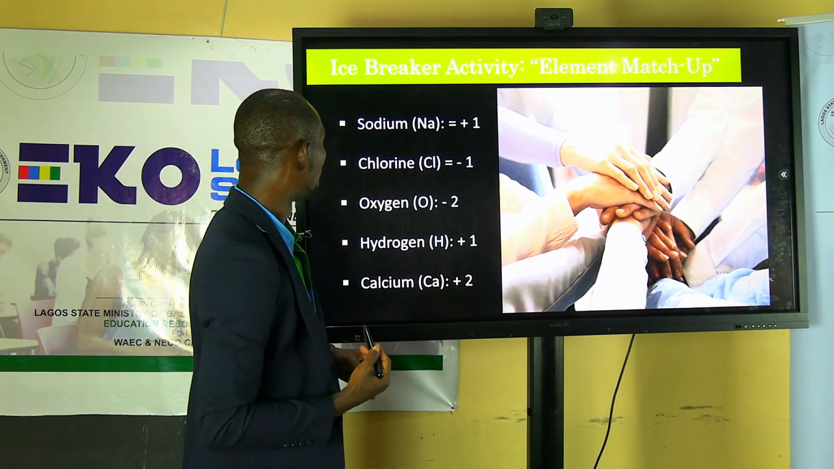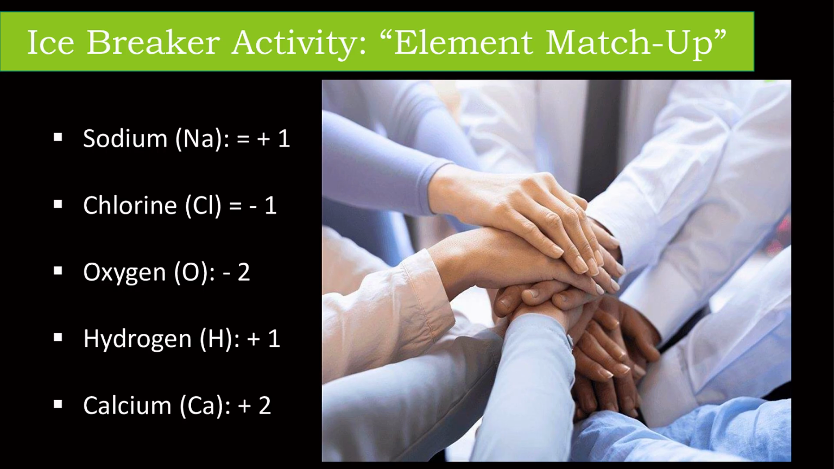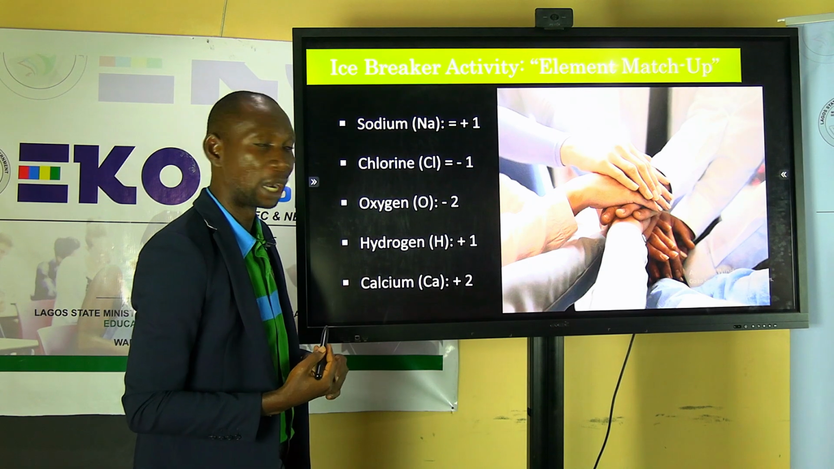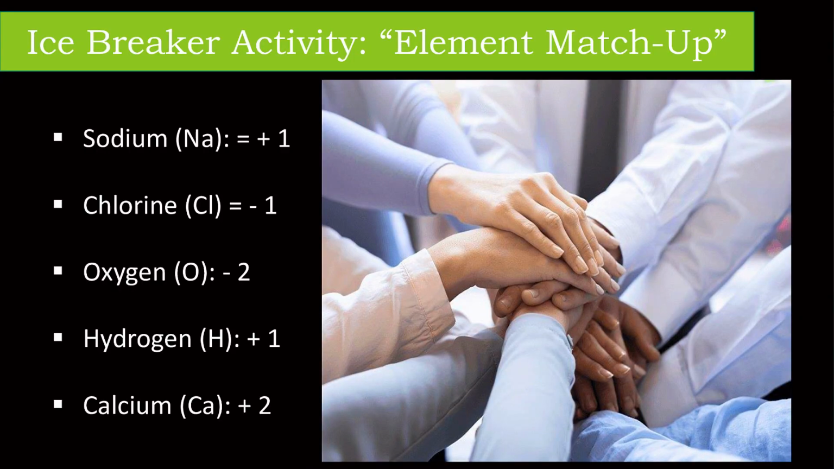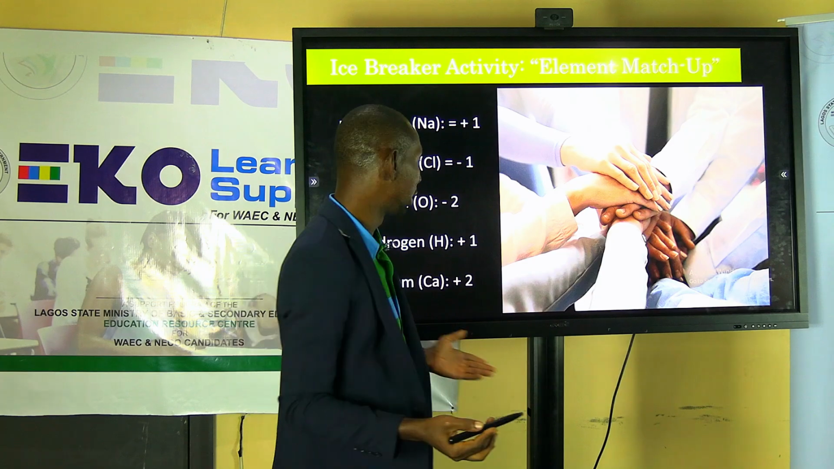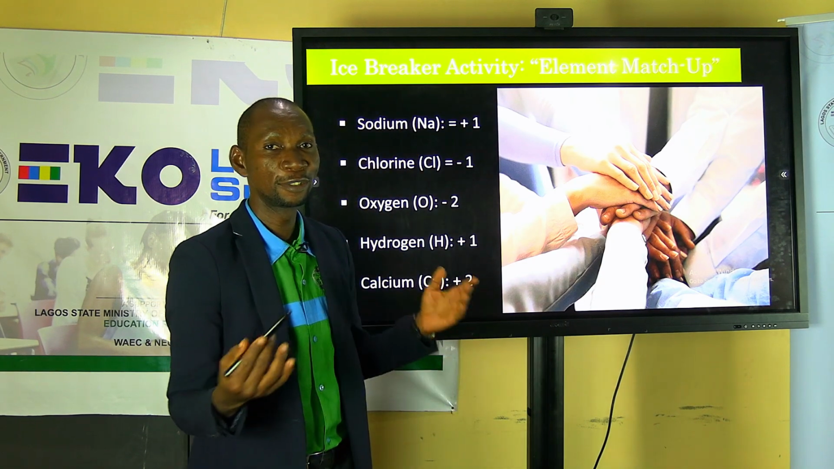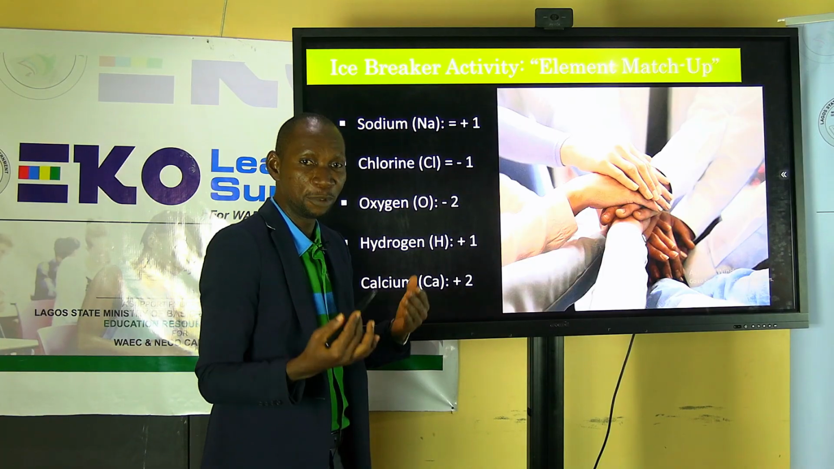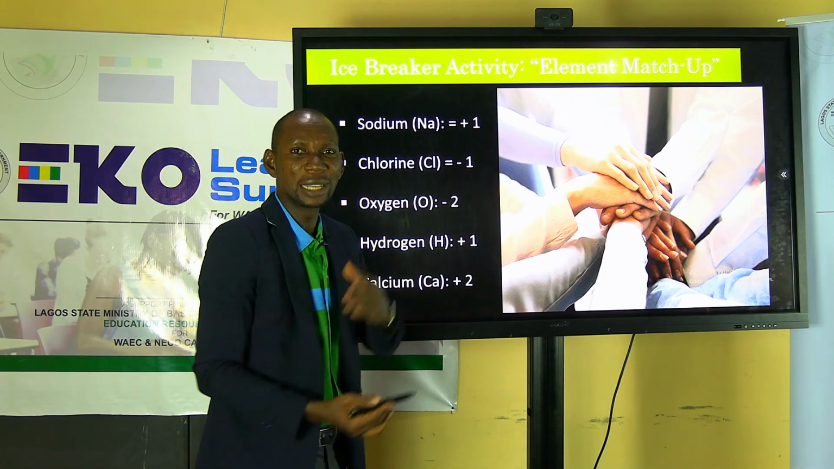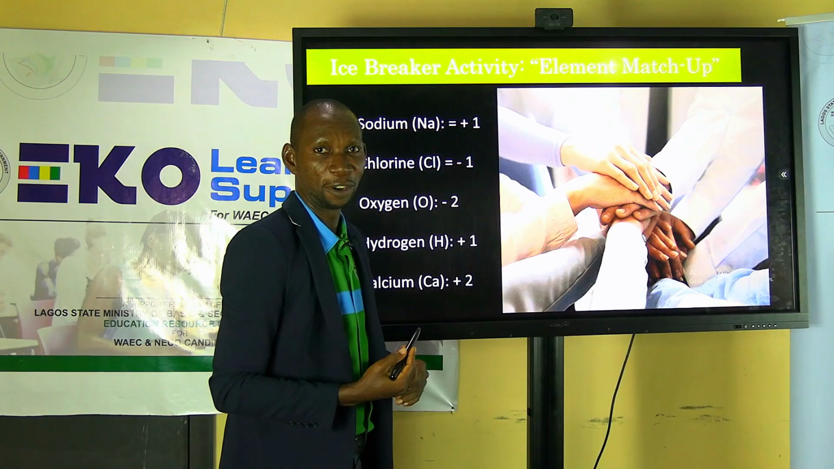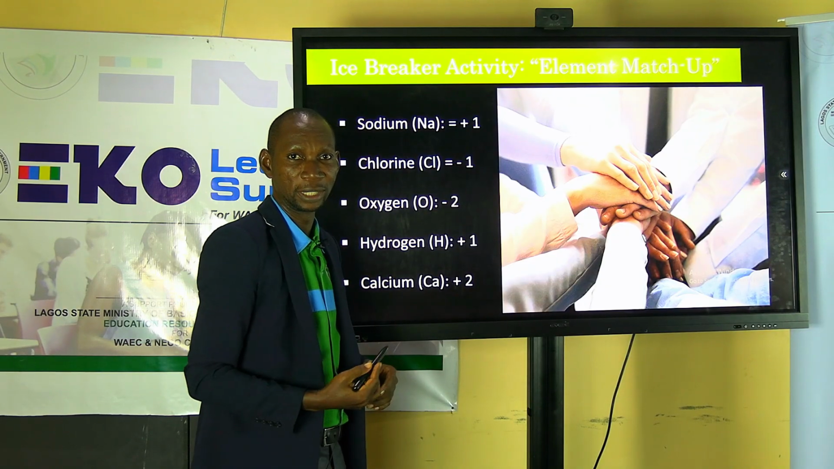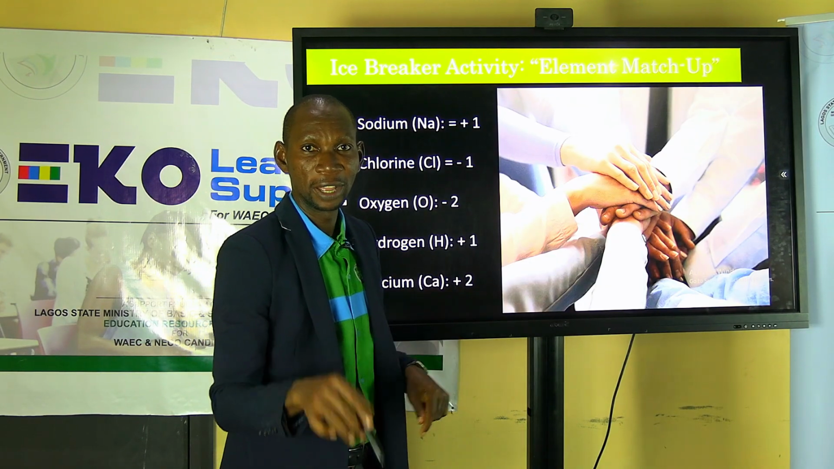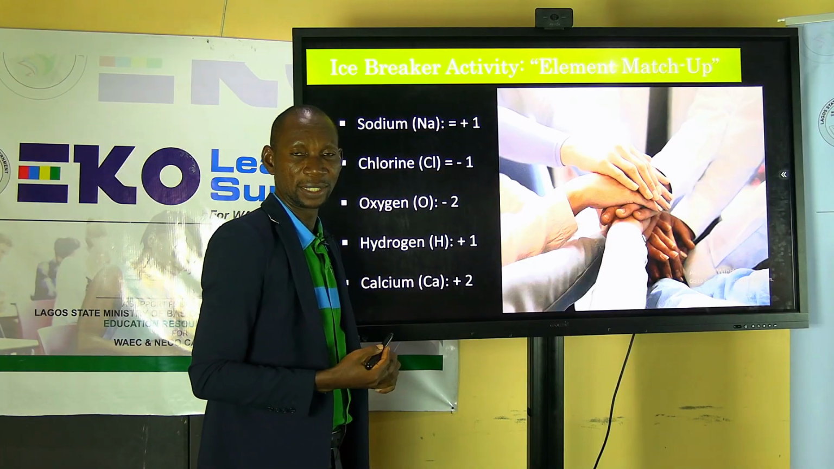So, I have sodium with its oxidation number to be +1, chlorine -1, oxygen -2, hydrogen +1, calcium +2. What I want you to do, my dear student, with these numbers is actually to collaborate. Make sure the atoms are able to exchange their oxidation number and give me at least 5 of such compounds that will be formed. Pause the video right now and go ahead with the task.